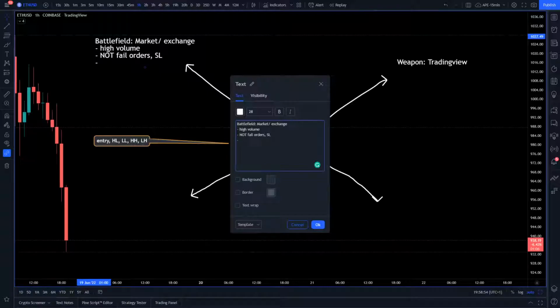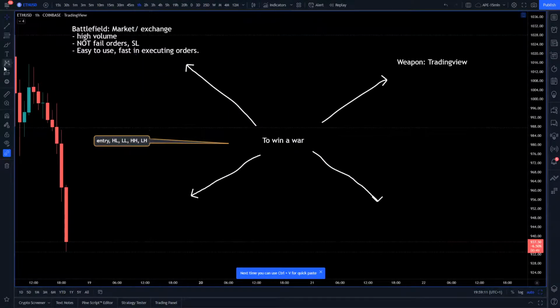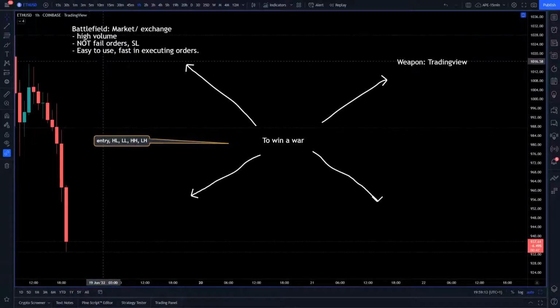And also the exchange needs to be easy to use and fast in executing orders. Okay, yeah, that's about the battlefield. Choose a battle that you can win. Choose a place that you can win the battle.